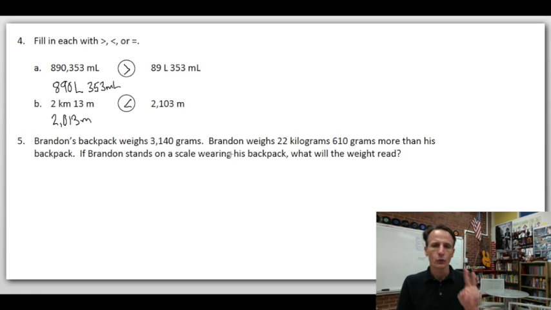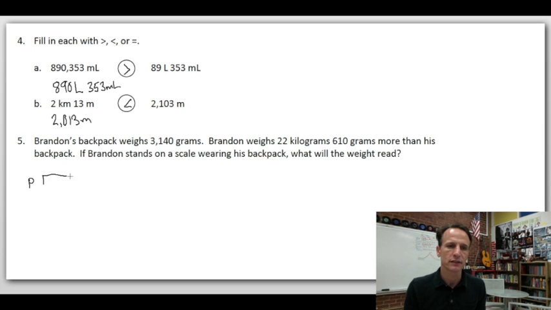Okay, so are we doing a comparison here? Are we saying this is so much more than that or so much less than? Oh, we are, aren't we? And that means, what did we learn? We need to draw 2 tapes. Okay, so for backpack, because his name is Brandon, I'm going to put P for backpack. And there we know the actual weight. I'll draw my nice little tape here for the pack.